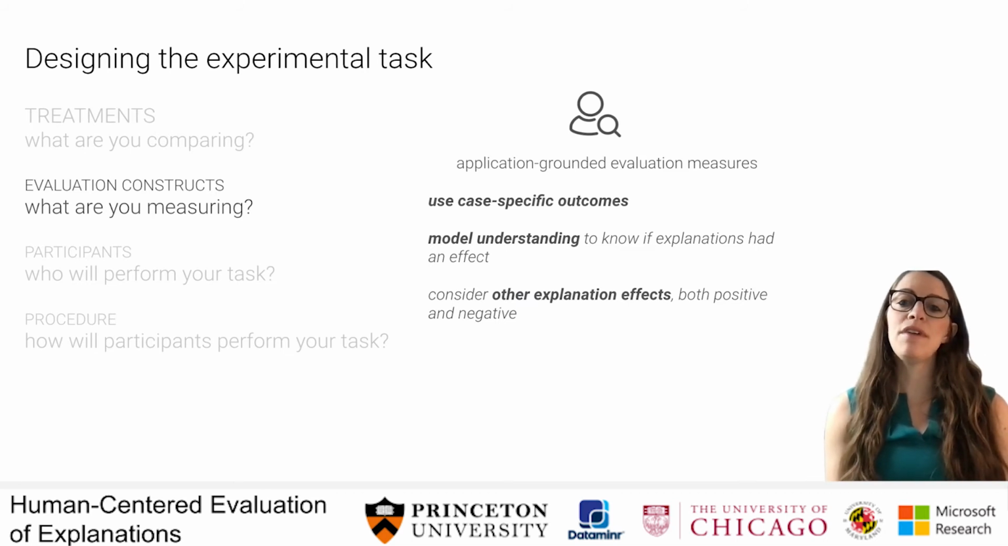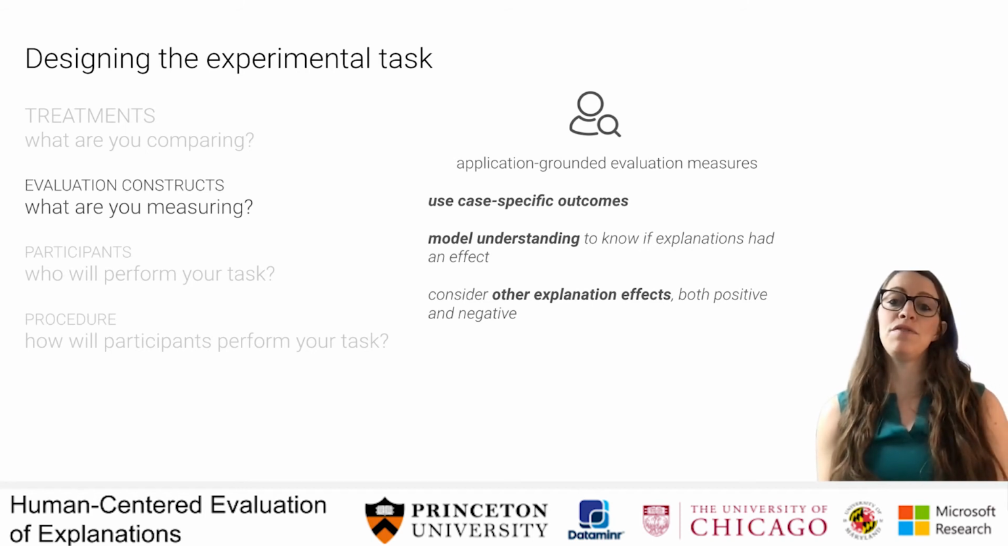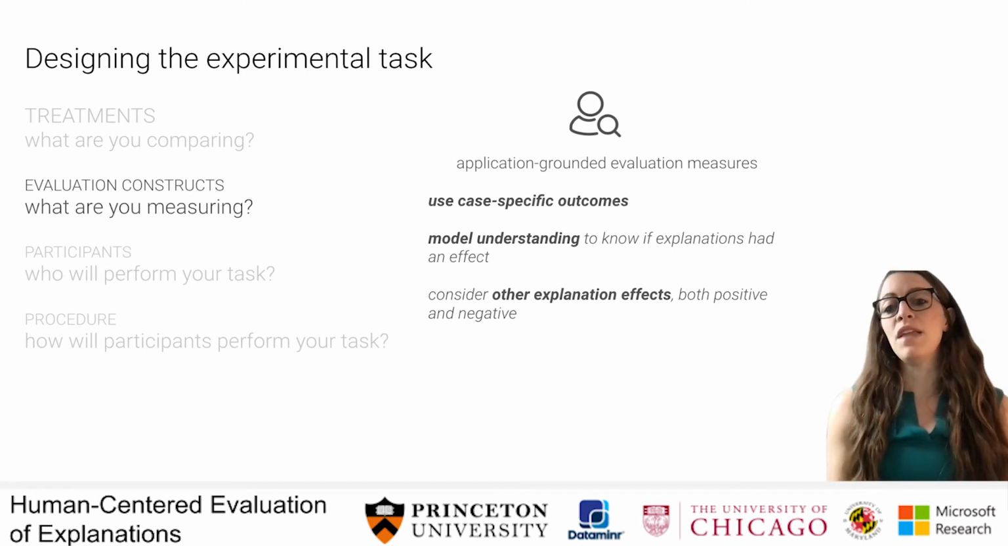Next, you'll choose your evaluation constructs. For application-grounded evaluation, it's important to always measure use case-specific outcomes. We'll share more examples later in the tutorial. Additionally, it's often helpful to measure model understanding. This can help you to know whether explanations had an effect on user mental models. You should also consider other user effects that explanations might have.